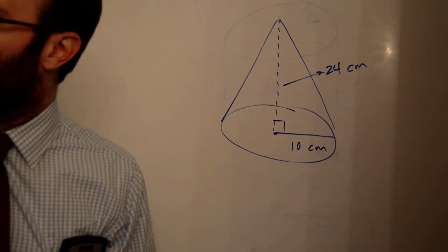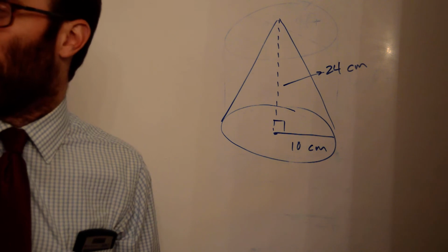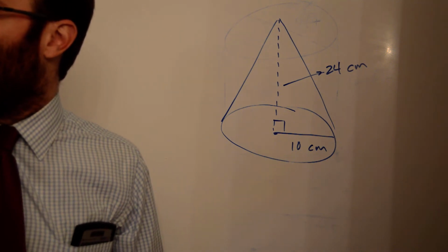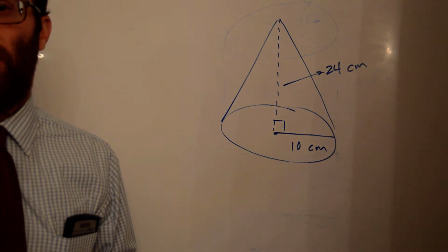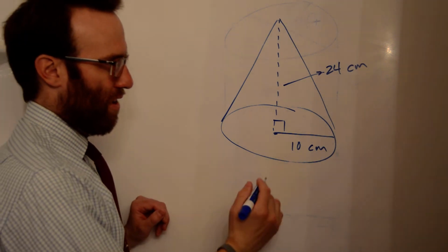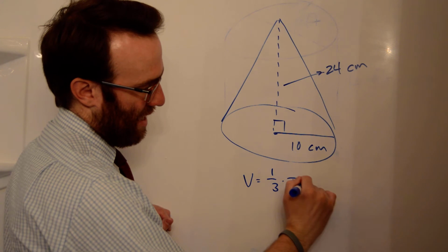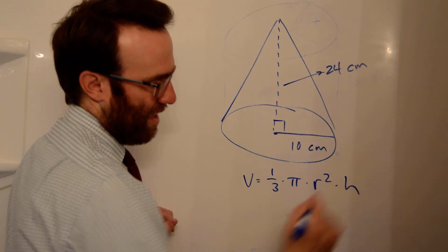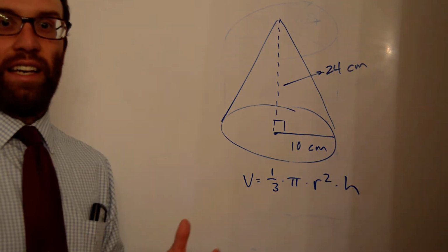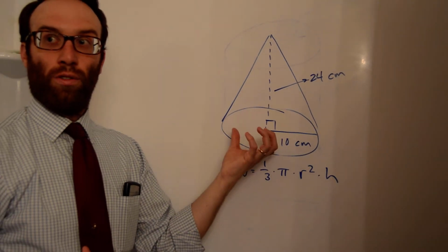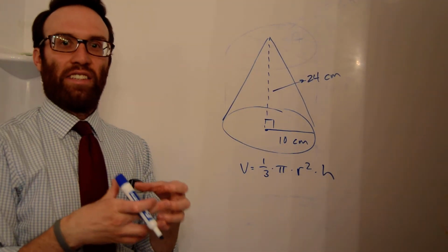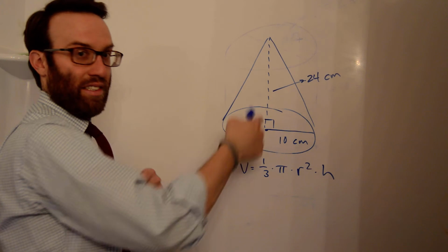I check my formula sheet, because I don't need to have these formulas memorized. I have the formula sheet. And it's almost identical to that of a cylinder, except you see this 1/3 out in front. Volume equals 1/3 times pi times r squared times h. Really the idea is that I could take 3 of these cones and fit them inside of a cylinder with the same base and same height.